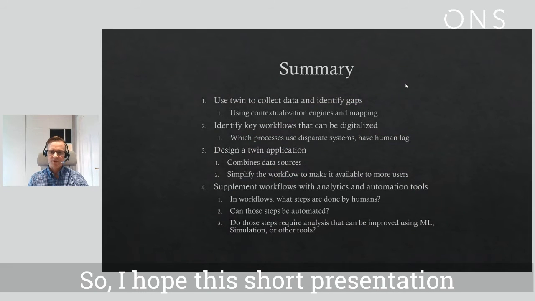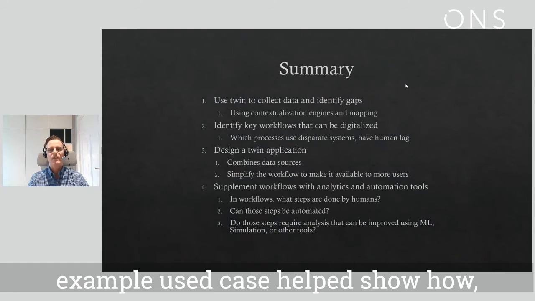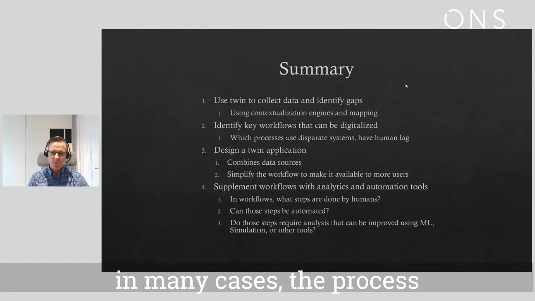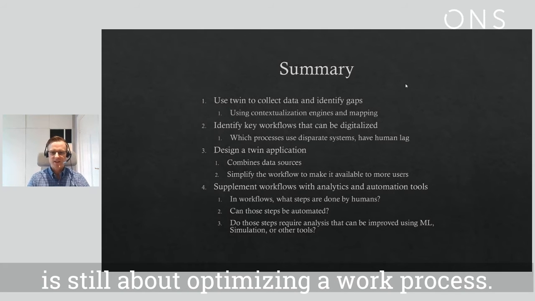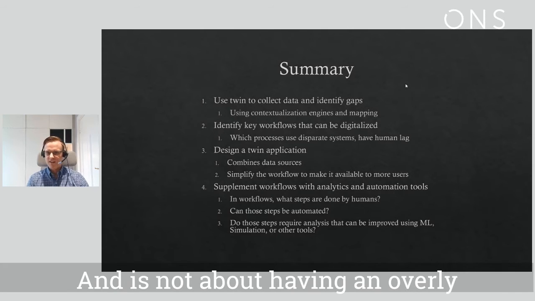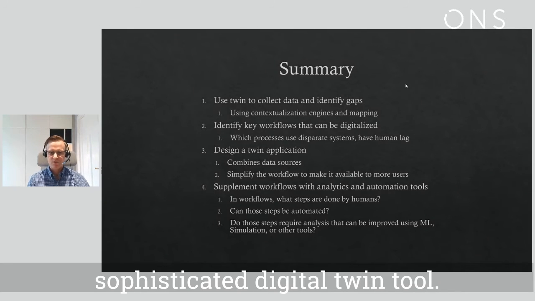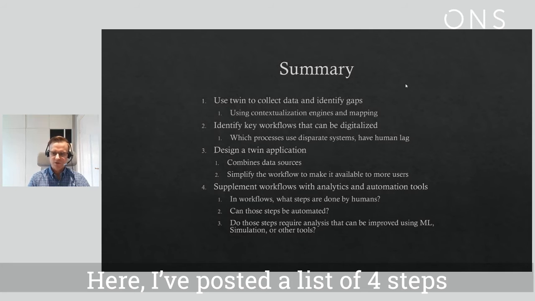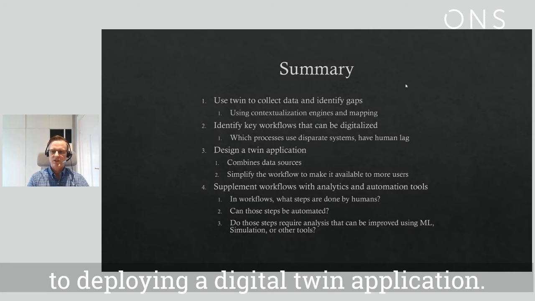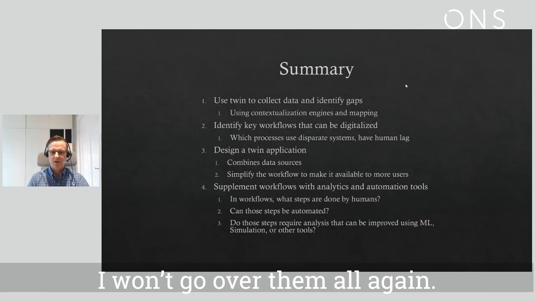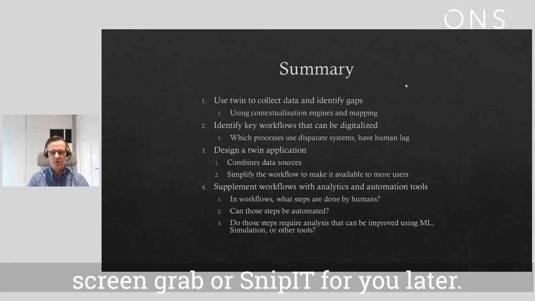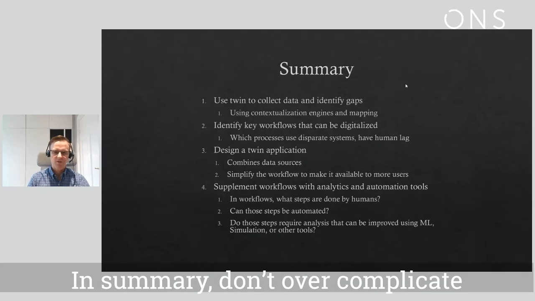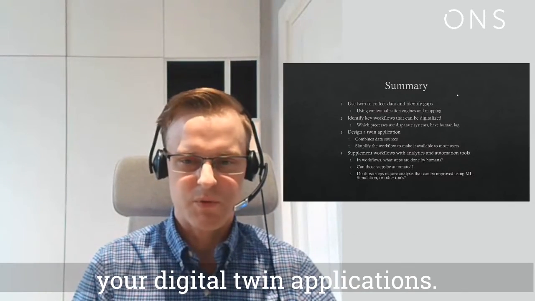So I hope this short presentation and example use case helps show how in many cases, the process of optimizing a process is still about optimizing a work process and is not about having an overly sophisticated digital twin tool. Here I've posted a list of the 4 steps to deploying a digital twin application, and for the sake of time, I won't go over them all again, but feel free to take a quick screen grab or snippet for review later. But in summary, don't overcomplicate your digital twin applications.